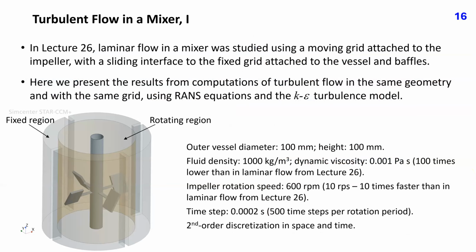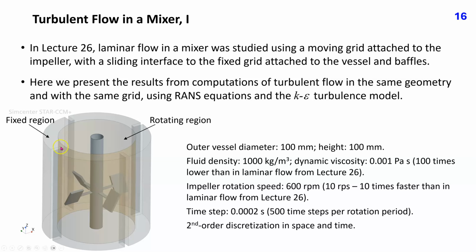In lecture 26, laminar flow in a mixer was studied using a moving grid attached to the impeller with a sliding interface to the fixed grid attached to the vessel wall and baffles. Here we present results from the computations of turbulent flow in the same geometry and with the same grid, using Reynolds-averaged Navier-Stokes equations and the k-epsilon turbulence model.